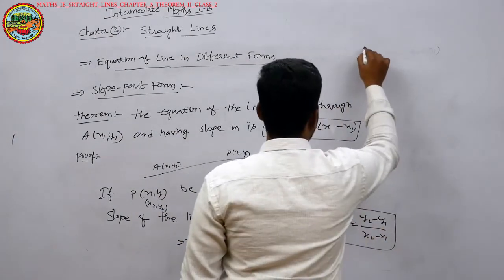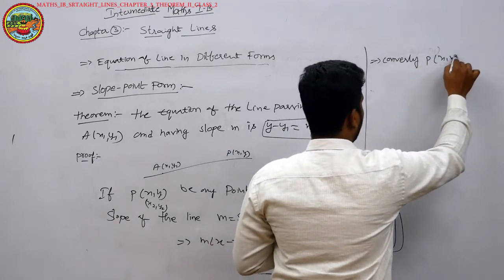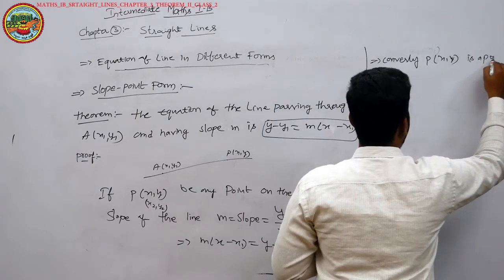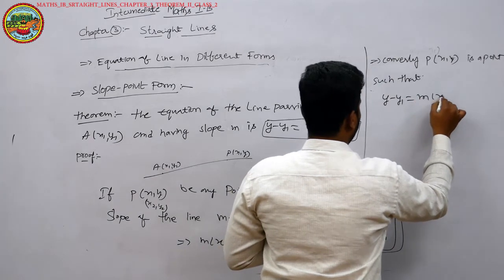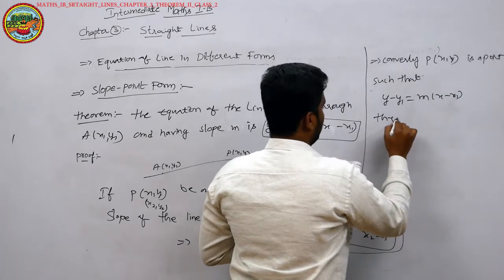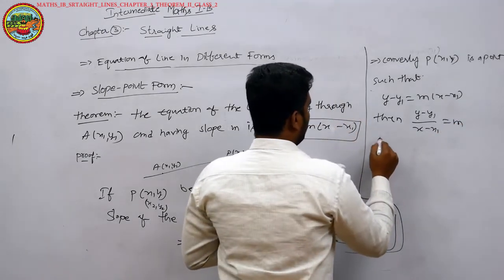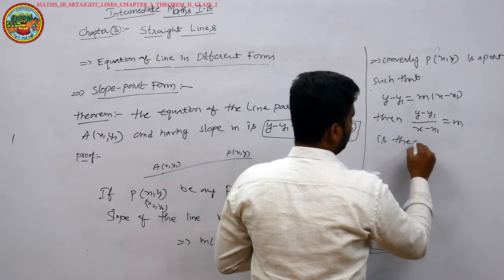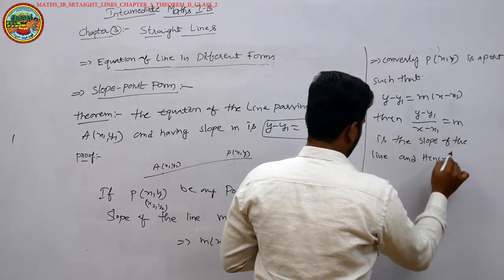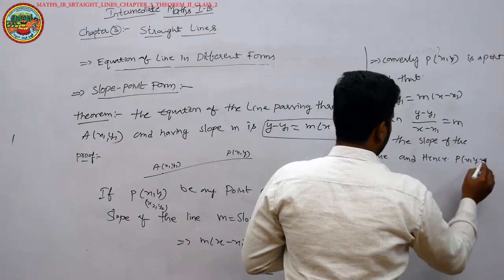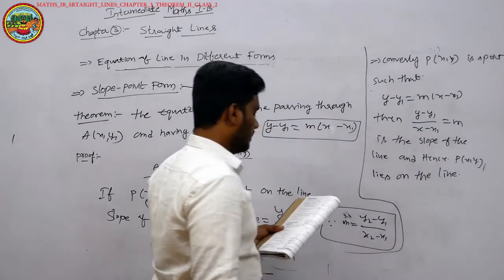So conversely, if P(x, y) is a point such that y minus y1 is equal to m into x minus x1, then y minus y1 by x minus x1 is equal to m, the slope of the line, and hence P(x, y) lies on that line.